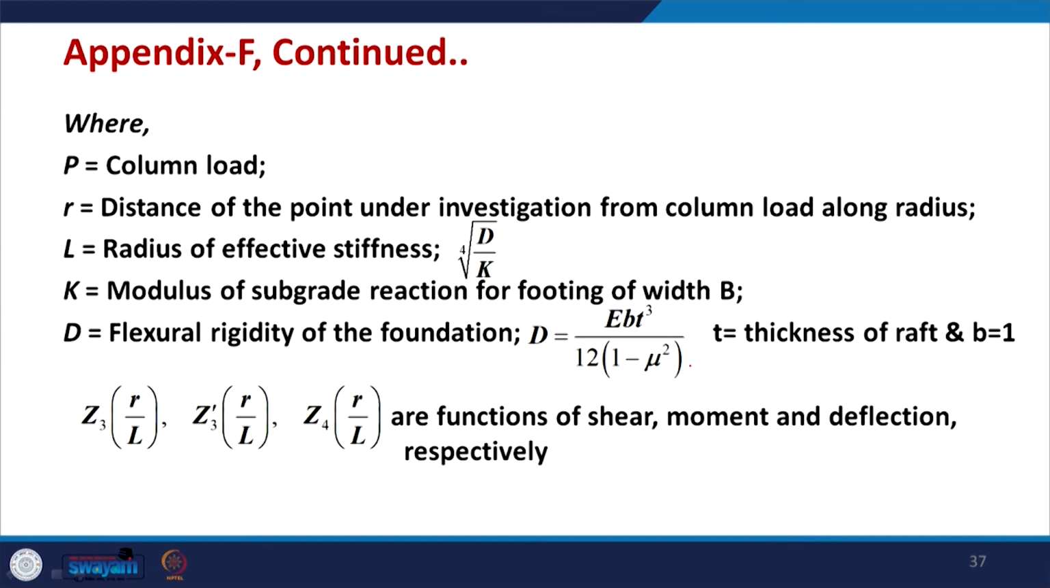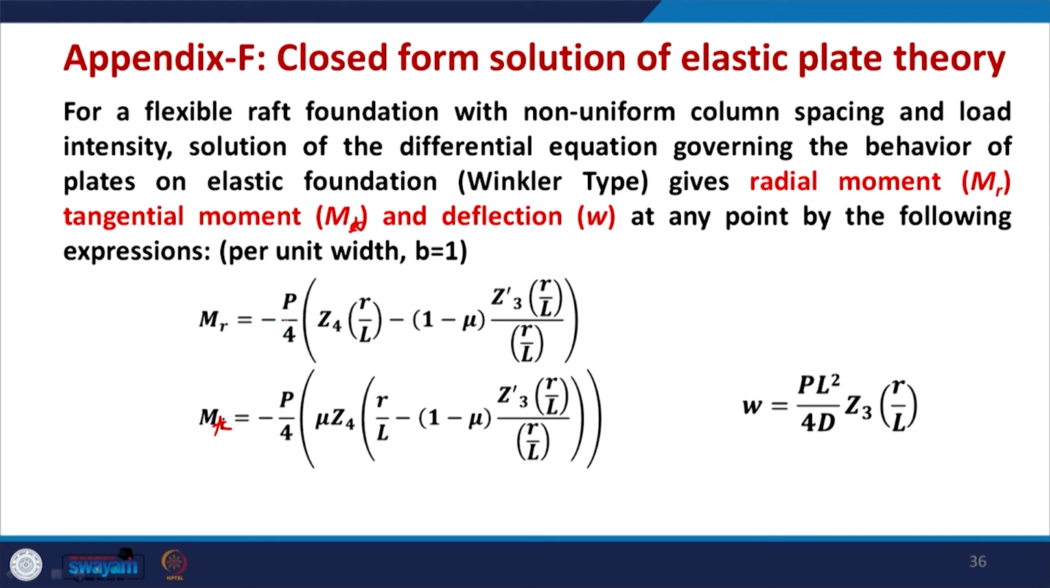P is the column load in these equations, as you could see as P was coming here. One thing is important to note: all three equations will give you the value for per unit width B equal to 1. That means, if you see the dimension on the right hand side and the left hand side, the right hand side gives only the load force. So, to calculate the moment, you need to multiply with the width B.